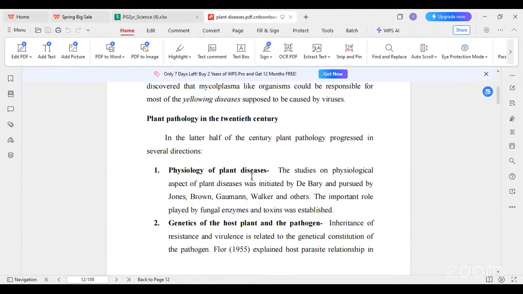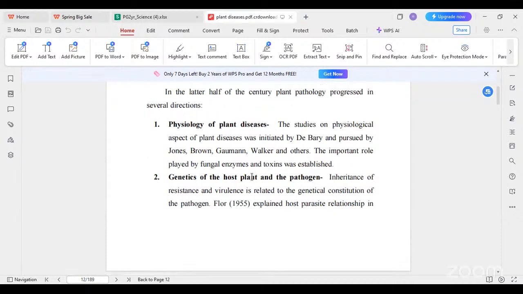Physiology of plant disease: the study of physiological aspects of plant disease was initiated by Barry and pursued by Johns, Brown, Gaumann, Walker, and others. The important role played by fungal enzymes and toxins was established.